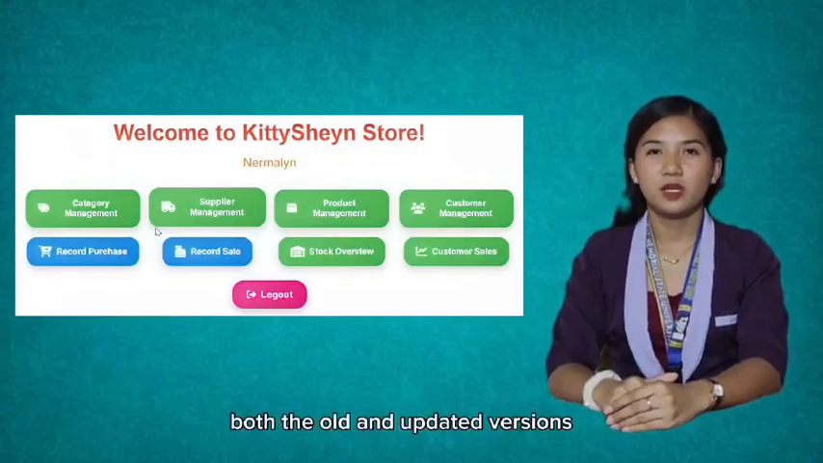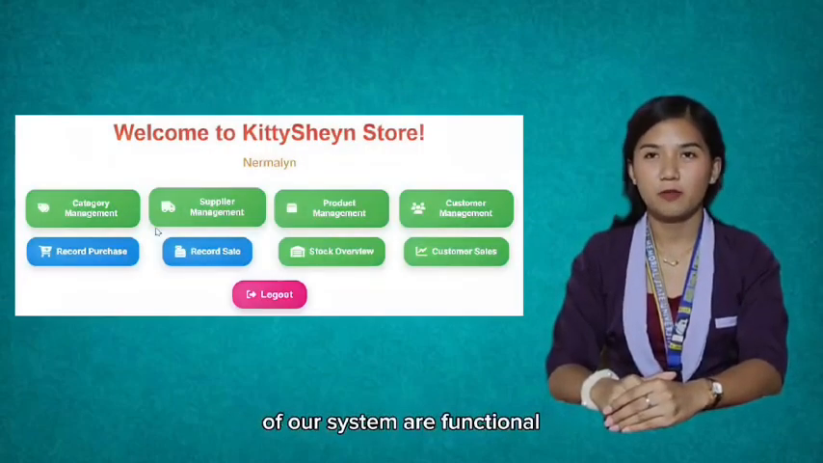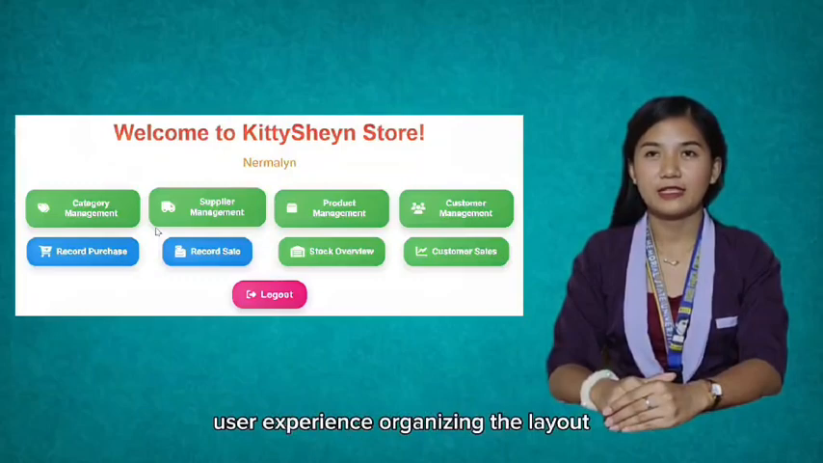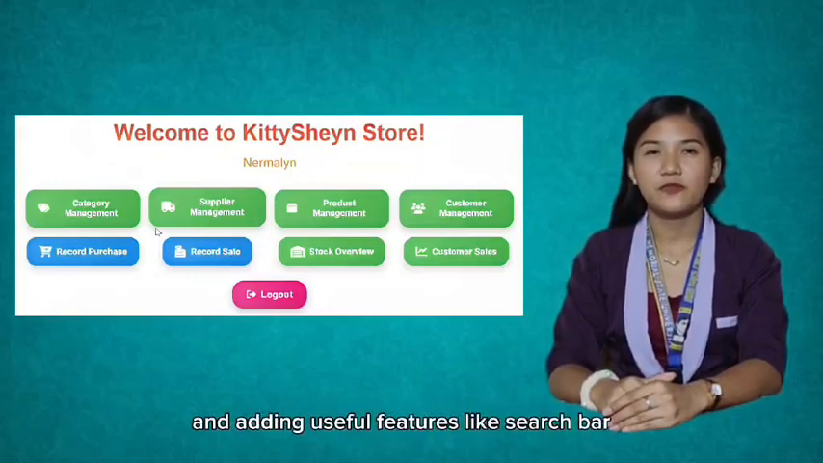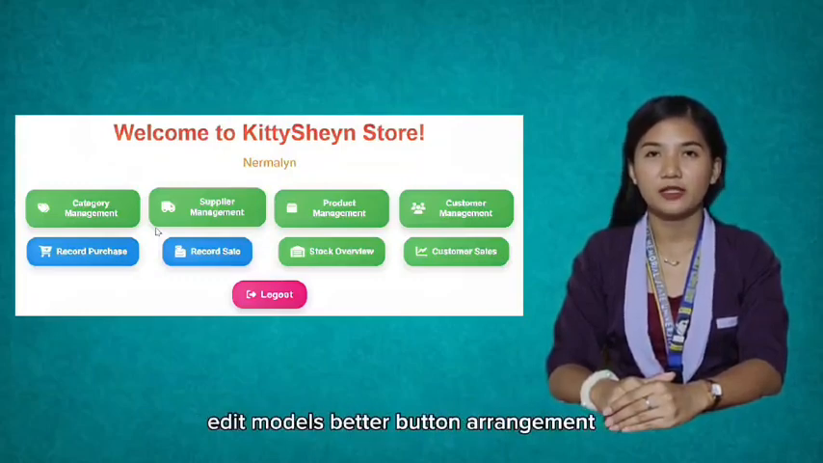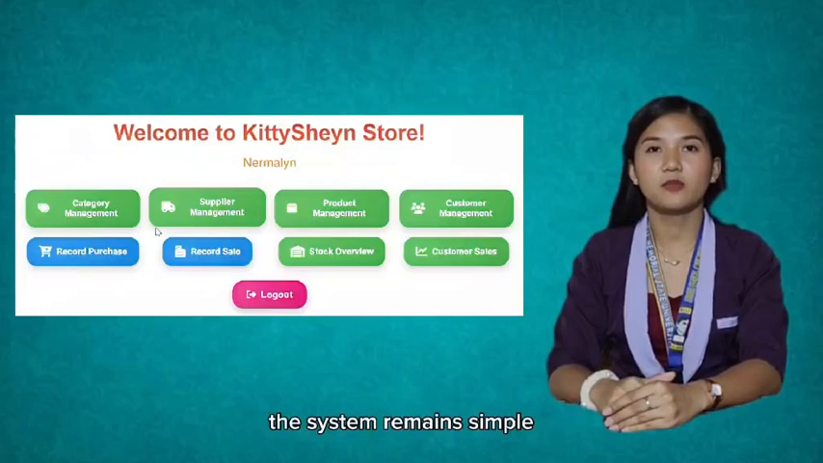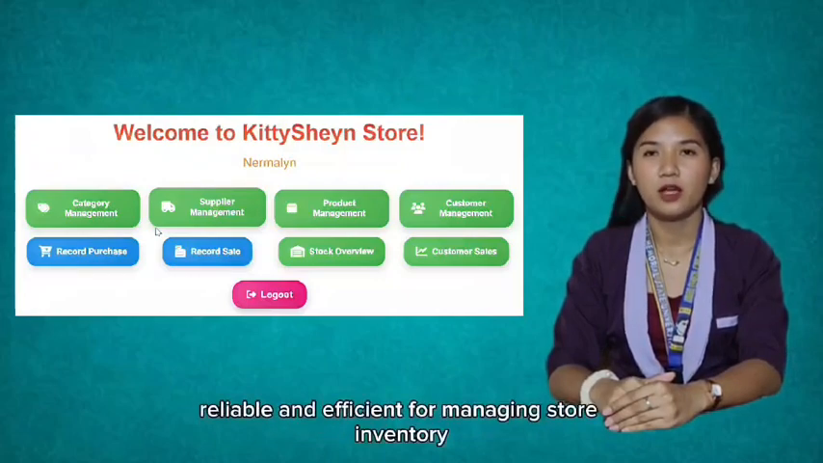Both the old and updated versions of our system are functional, but the updated version focuses on improving user experience, organizing the layout, and adding useful features like search bar, edit modals, better button arrangement, and a more polished homepage design. The system remains simple, reliable, and efficient for managing store inventory.